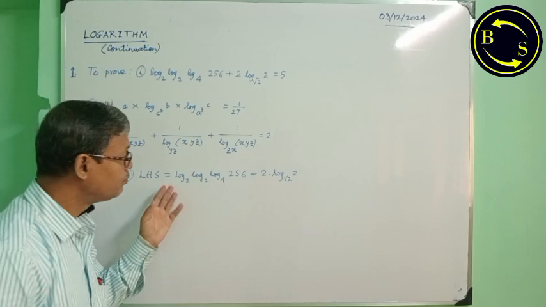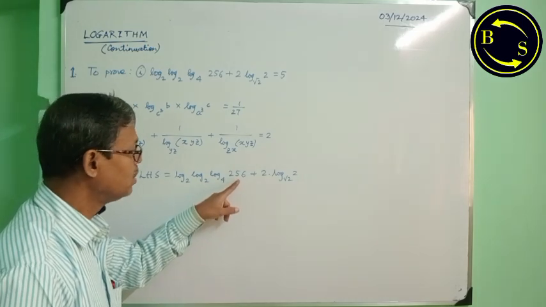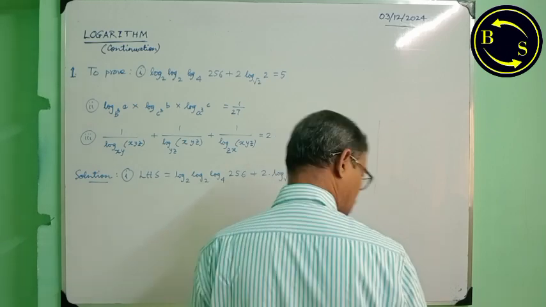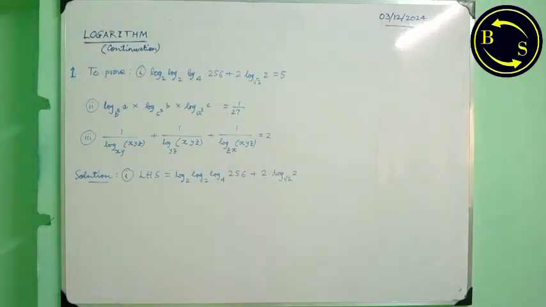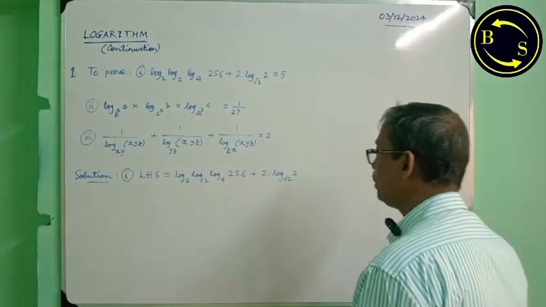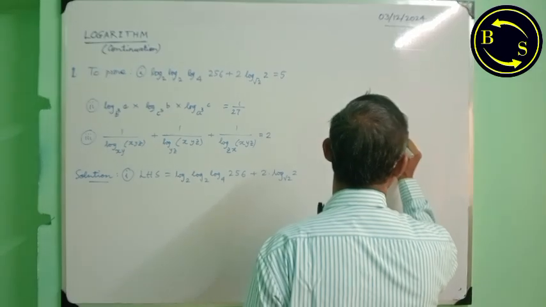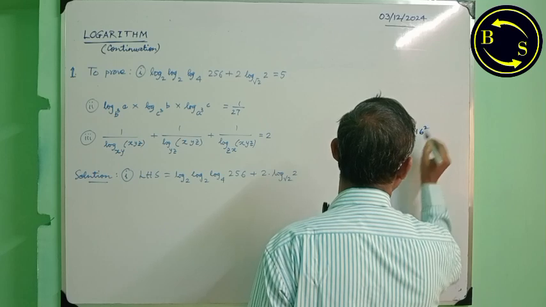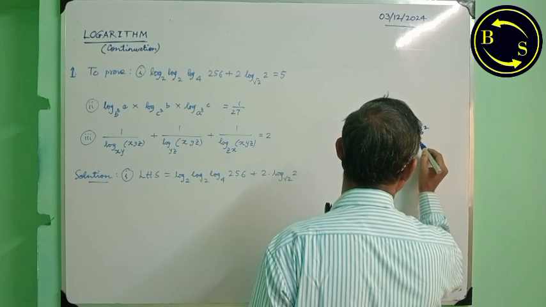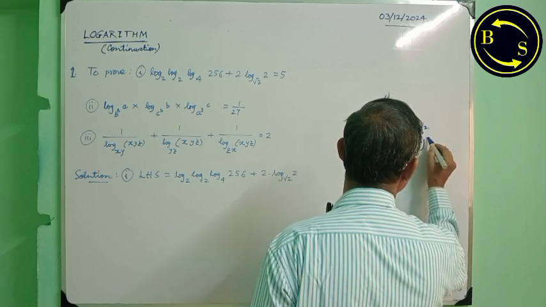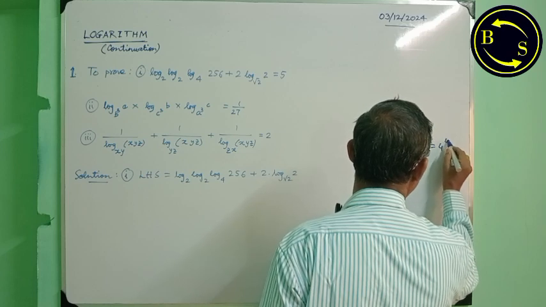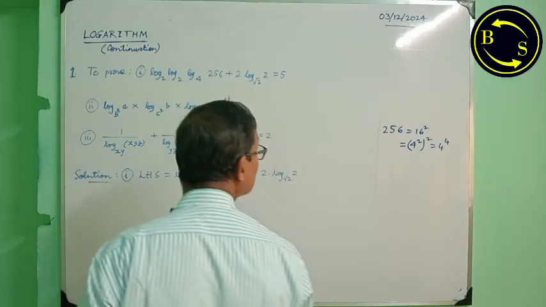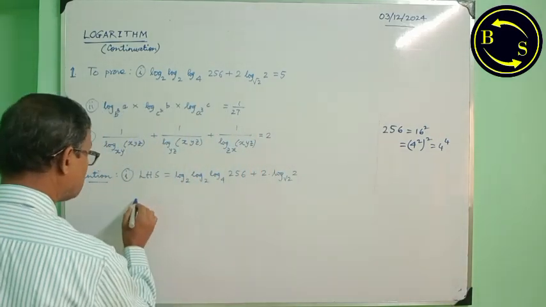First of all, we note 256 is there. On the right side, we first find the factors of 256. Already we know 256 is equal to 16 square, that is 4 square whole square, that is 4 to the power 4. As base is 4, we keep this value of 256.